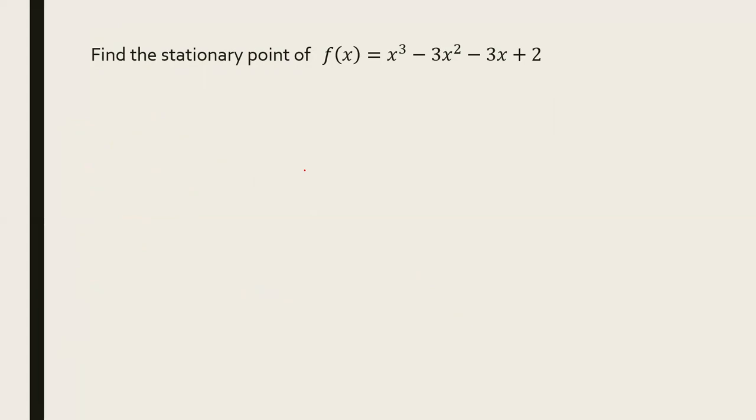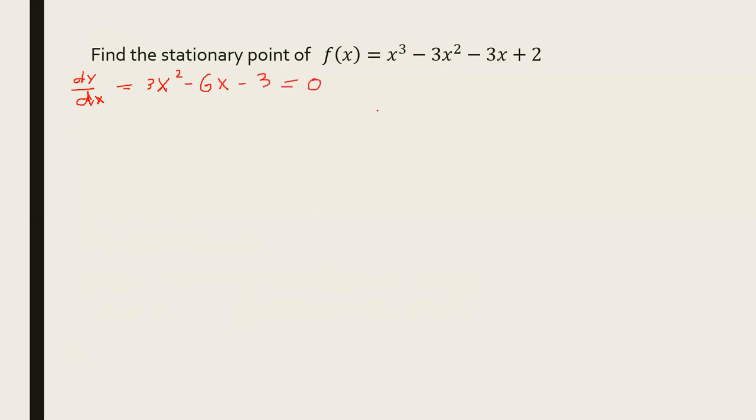Now we continue to number 3: find the stationary point of f(x) equals x cubed minus 3x squared minus 3x plus 2. Firstly, we need to find the derivative of this function. The derivative is dy/dx, which equals 3x squared minus 6x minus 3 equals 0.